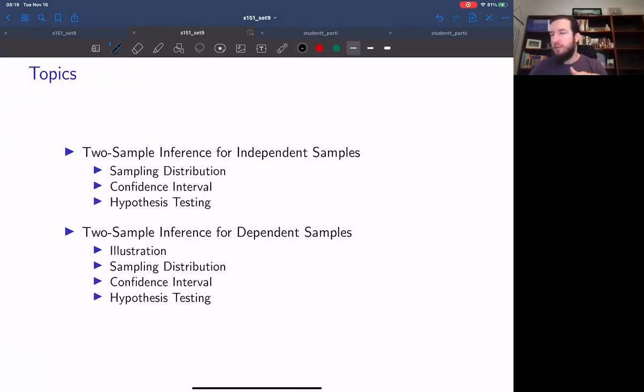Okay, so in lecture set 9, what we're doing is we're taking the confidence interval material and the hypothesis test material, and we are extending it to a case where we now have two population means. In lecture set 7 and lecture set 8, we learned how to construct a confidence interval and a hypothesis test for one mean. Those are inferential procedures for a single population mean. Now we are going to learn how to construct an interval and a hypothesis test when we have two population means.